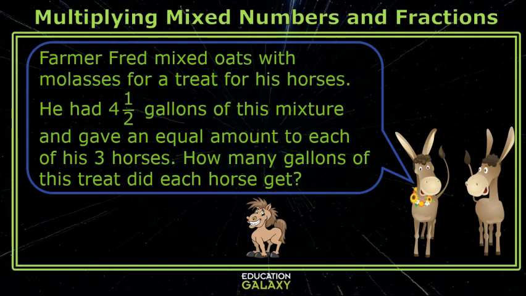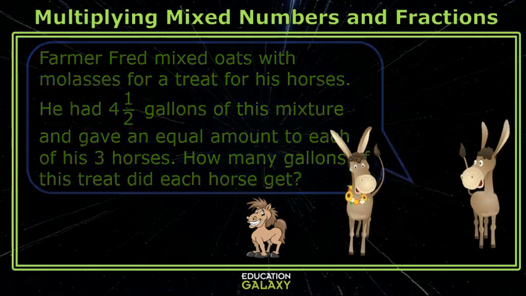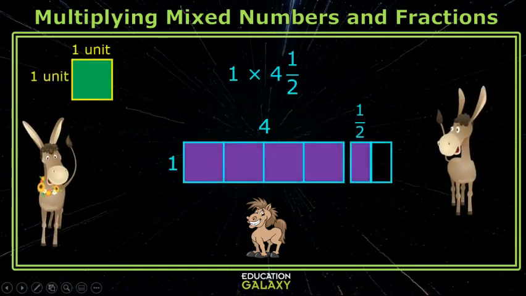Farmer Fred mixed oats with molasses for a treat for his horses. He had 4.5 gallons of this mixture and gave an equal amount to each of his 3 horses. How many gallons of the treat did each horse get? Well, Homer here loves that treat. And since there's 3 horses, I just need to get 1/3 of it to see how much Homer gets. That's right. Here's your starting model, 1 times 4.5.